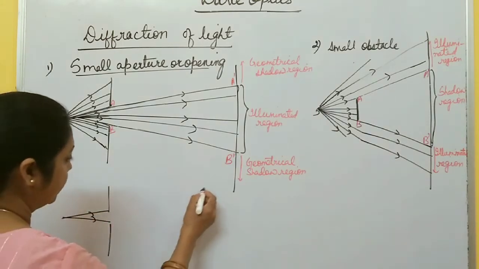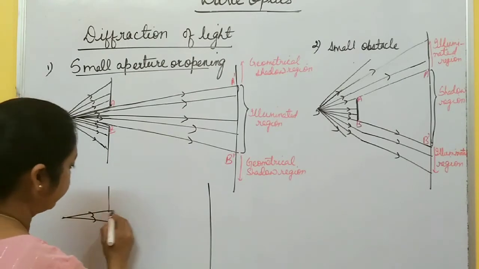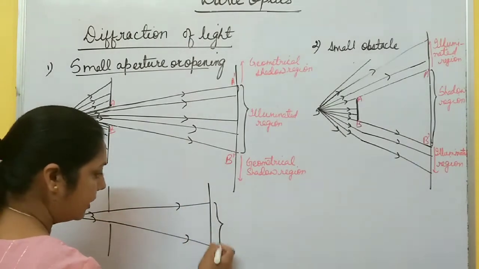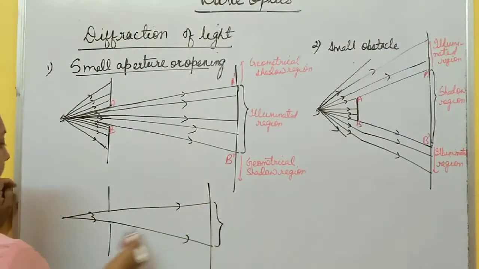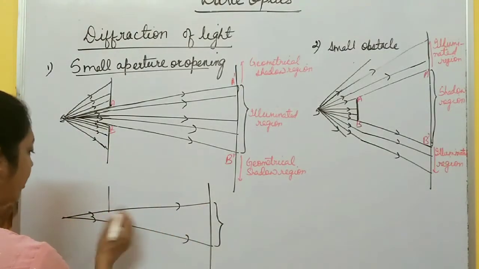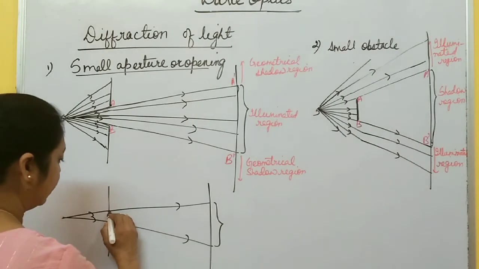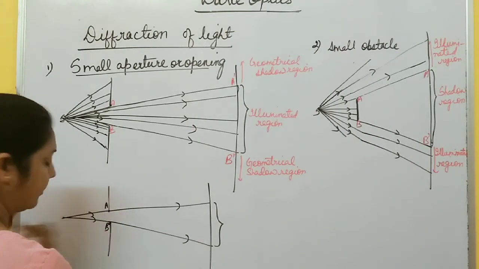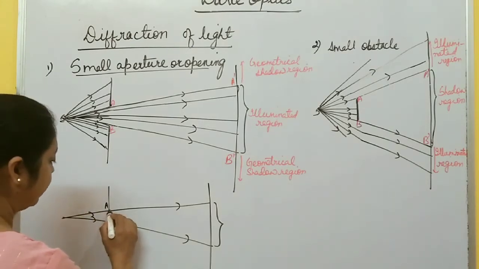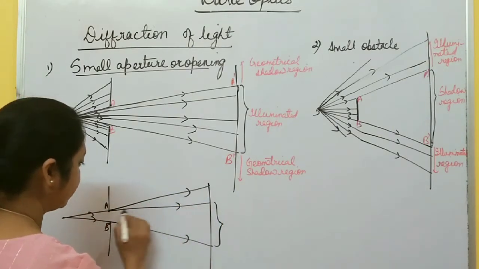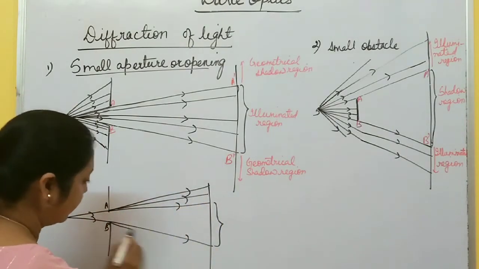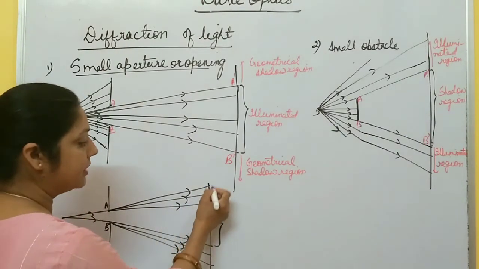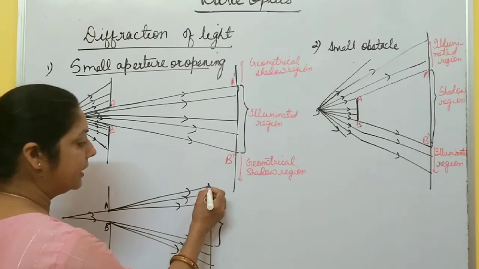Okay, so this is a screen. Light reaches in this region and in this region. These are the only illuminated regions, but after some time it is observed that light at the corners of this aperture AB enters the geometrical shadow region also. So this geometrical shadow region is not completely dark.